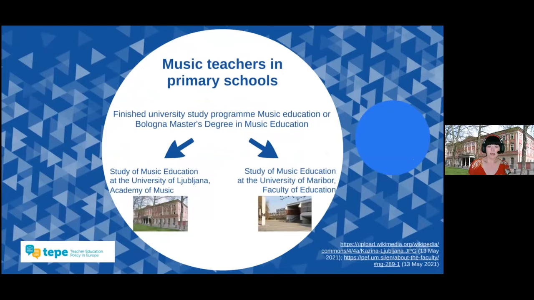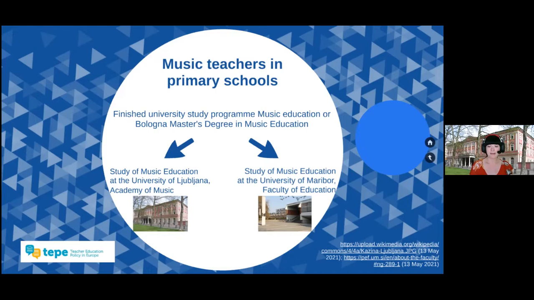In the Slovenian educational system, a primary school music teacher at the subject level can be somebody who has finished a university study program in music education, or a Bologna master's degree in music education. If we look closer at the programs that educate future music teachers, we can find two programs: the study of music education at the University of Ljubljana Academy of Music, and the study of music education at the University of Maribor Faculty of Education.